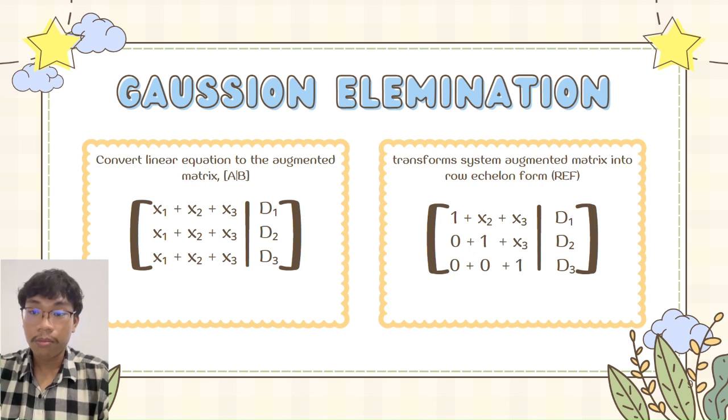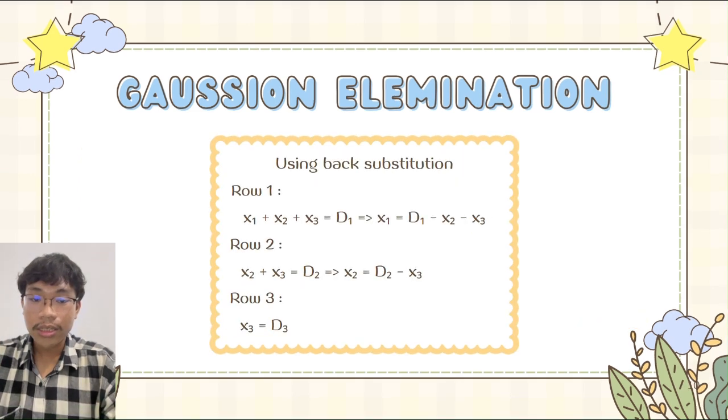The third step of Gaussian elimination is to transform the system of the augmented matrix that we did in the second step into row echelon form, or REF. The last step of Gaussian elimination is using back substitution.